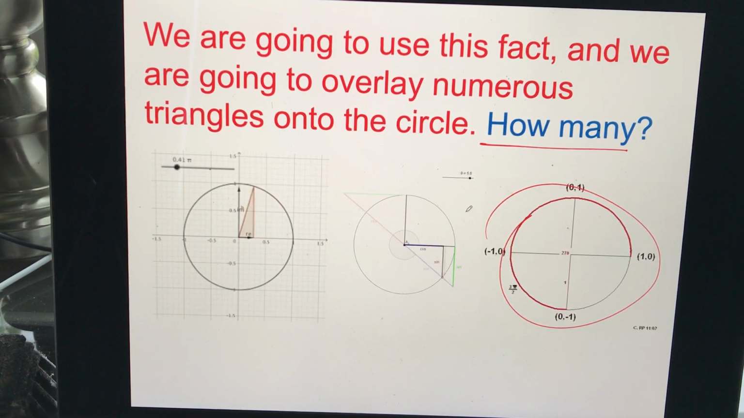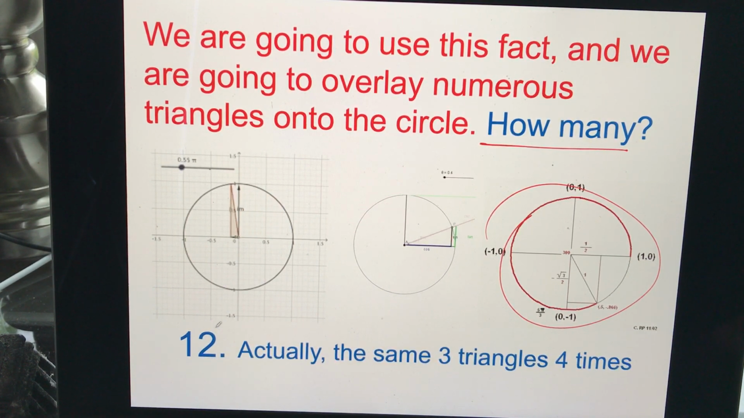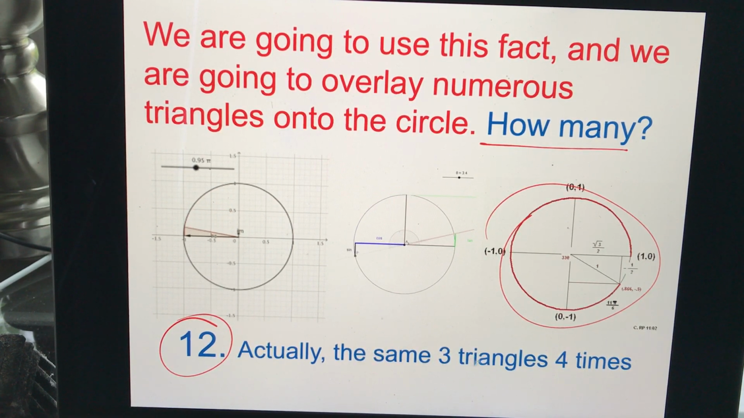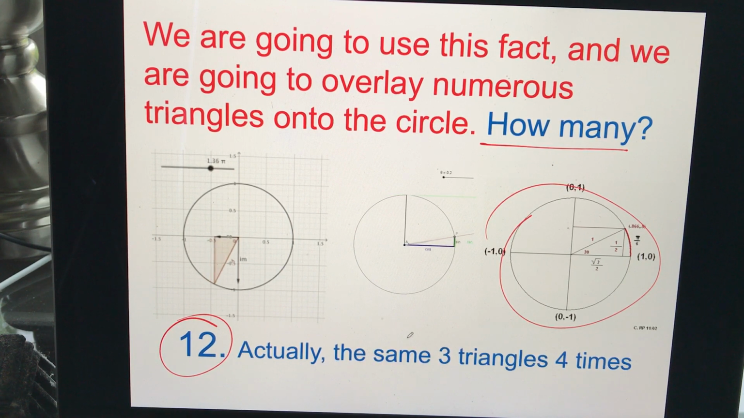As it turns out, for the unit circle, we're actually going to build 12. And actually, it's the same 3 triangles, 4 times. So there is a lot of repetition with the unit circle, and it's going to look very complicated, but once we break it down into some simple structures, it actually becomes very straightforward.